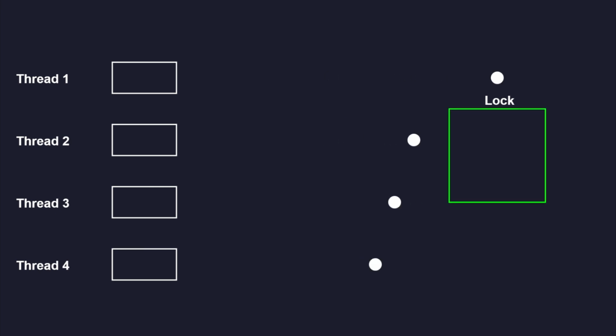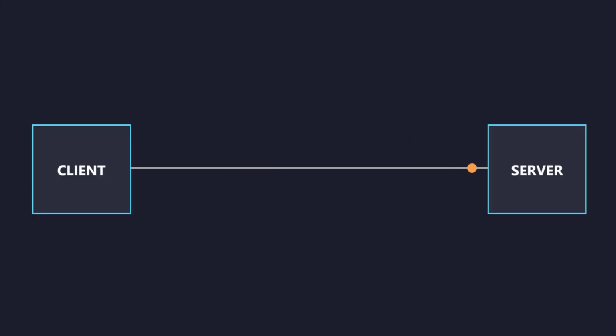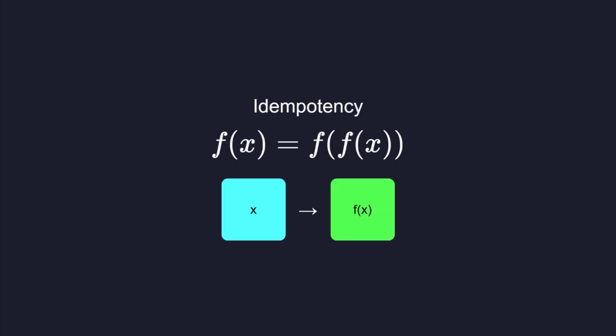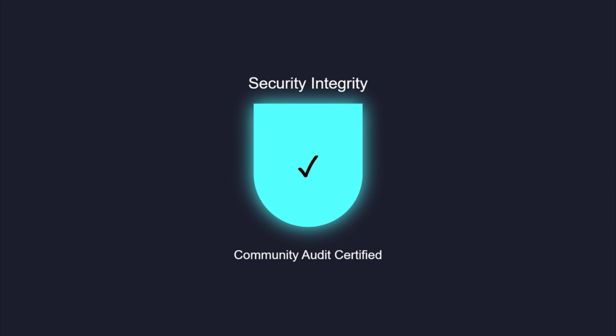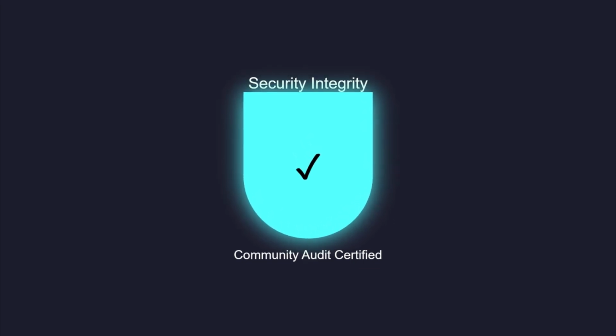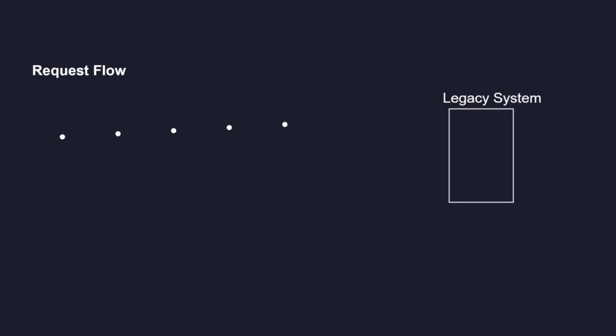Test your implementation by firing identical requests simultaneously from multiple threads to ensure your locking mechanism correctly handles extreme race conditions. Use chaos engineering tools to drop acknowledgement packets, forcing your client to retry and verifying that the server never duplicates the business action. Many modern frameworks offer built-in support or plugins for idempotency, which should be prioritized over custom implementations to benefit from community security audits.